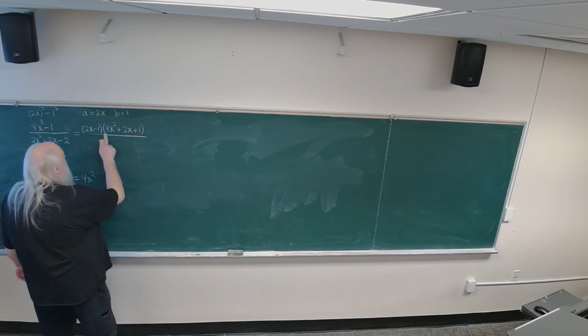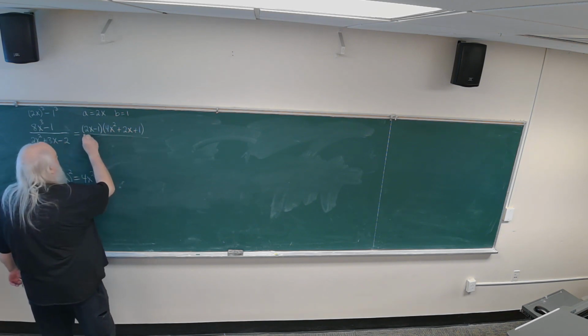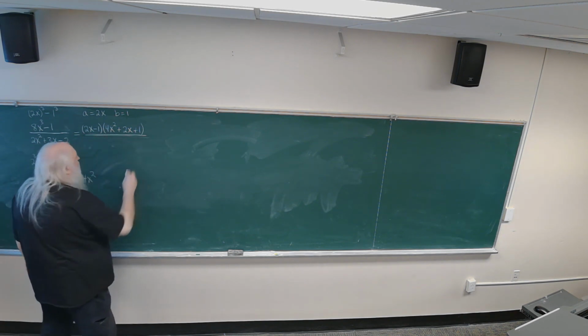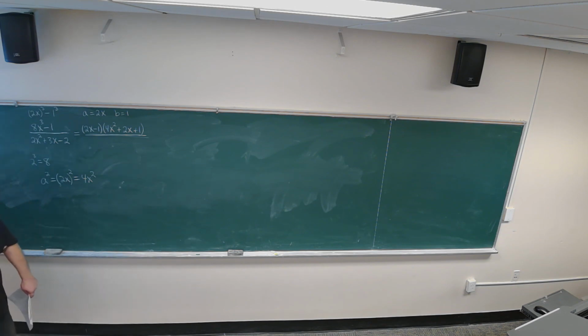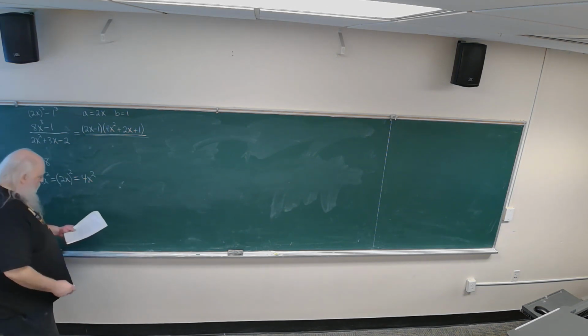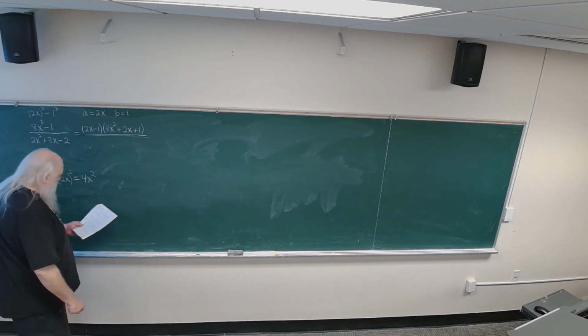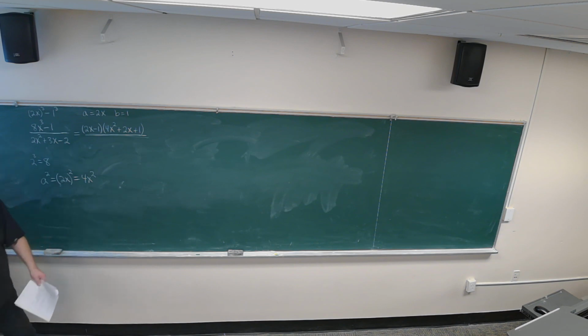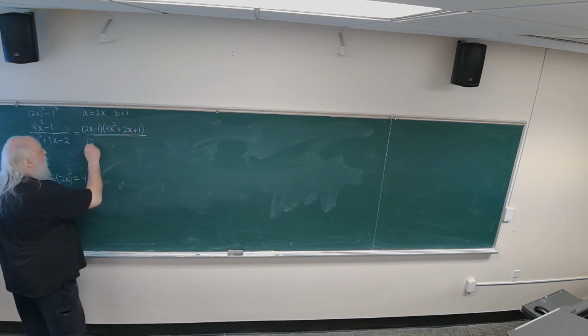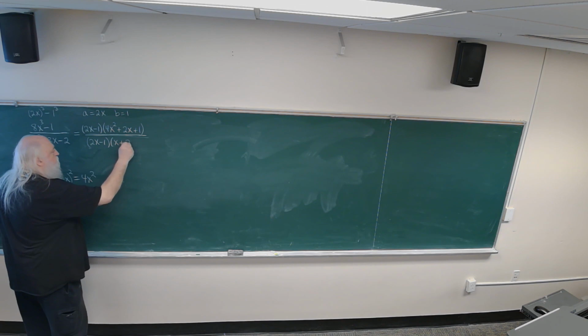Now, factoring the denominator comes from the first couple of days of classes, right? So, who can tell me what the factors are for the denominator? What do you got? 2x minus 1 and x plus 2. Yep, 2x minus 1 and x plus 2.